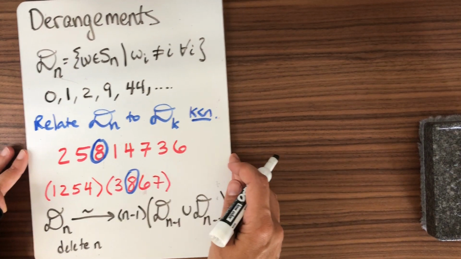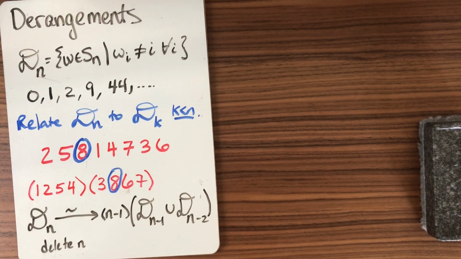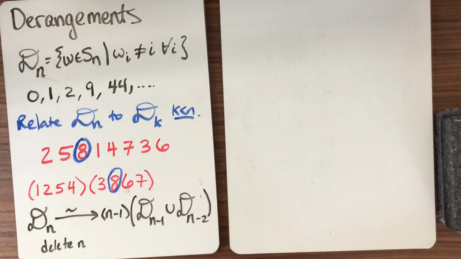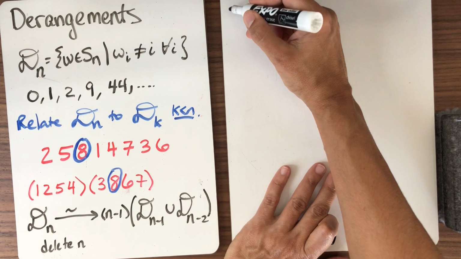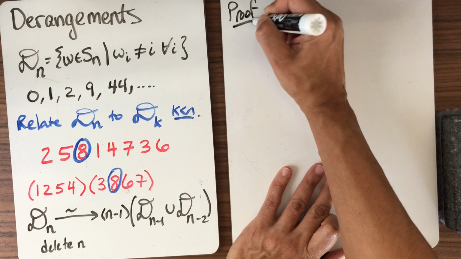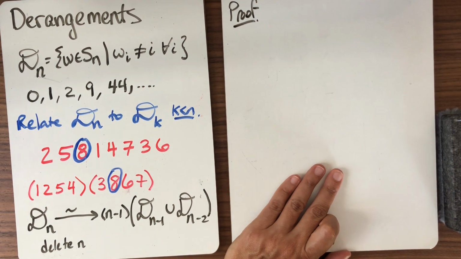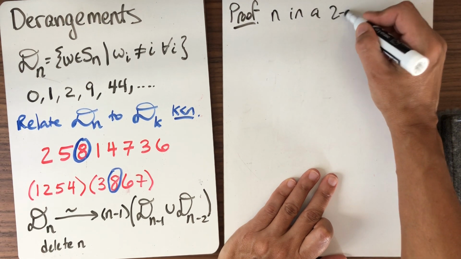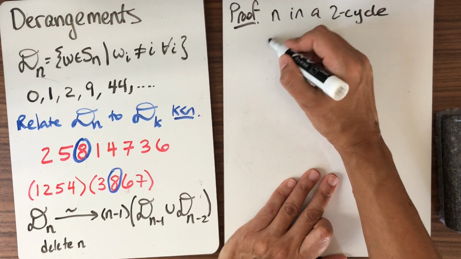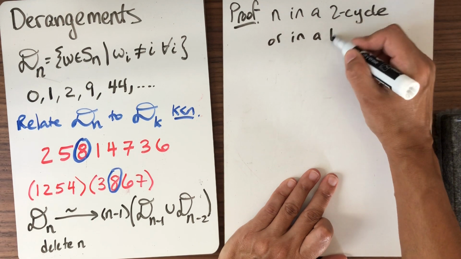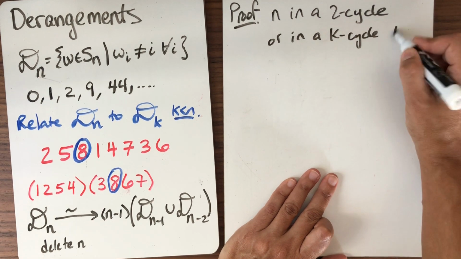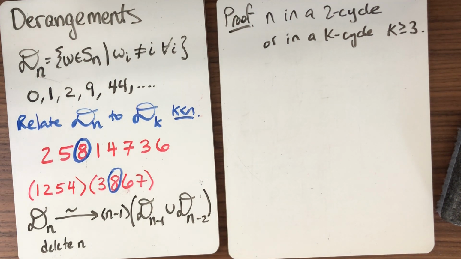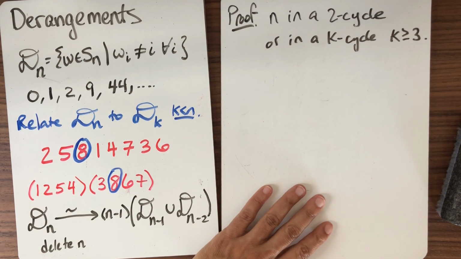So let's think about why that's the case. There are 2 cases to consider based on our 2 terms. So the proof of this formula is: n is not in a 1 cycle. So n is either in a 2 cycle, it's part of a transposition, or in a k cycle for k greater than or equal to 3. Okay, those are our 2 possibilities. So let's take each one in turn.